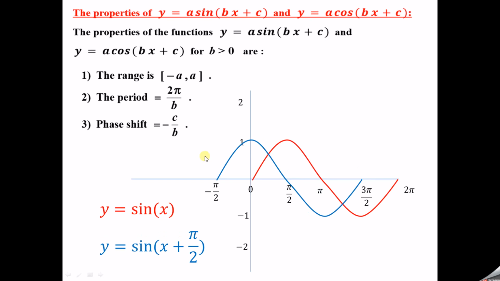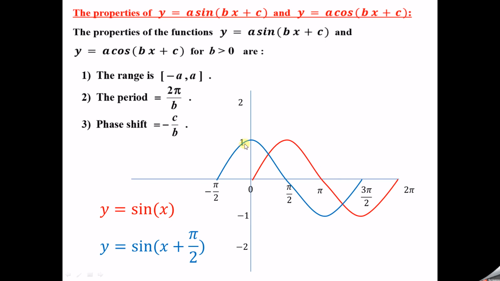We'll look at one more example where y equal to sin x, the red colored graph, and the second one is y equal to sin x plus pi by 2. If we compare both these equations with the general equation, a is 1 for both graphs. So the range of both functions is minus a to a, that is minus 1 to 1. See, the range is minus 1 to plus 1 for both.